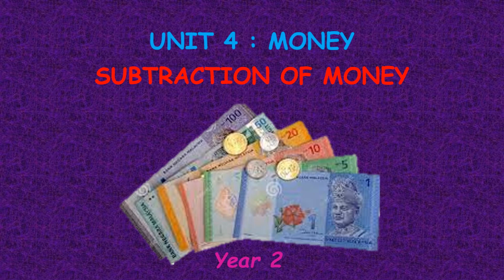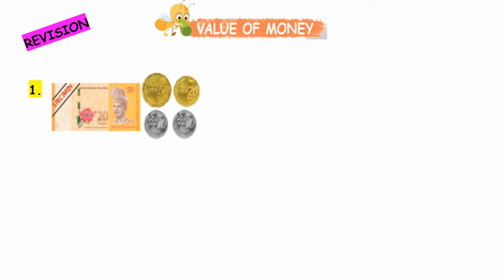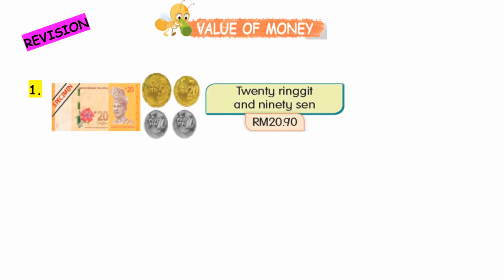Good morning, pupils. So we are still in the topic of money, and our subtopic for today is subtraction of money. Here are the drills that you should have done before our lesson. We revise our previous lesson first. Value of money. What is the value of the combination of this money? It is 20 ringgit and 90 cent.